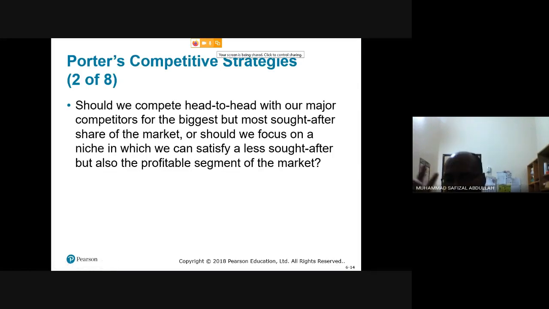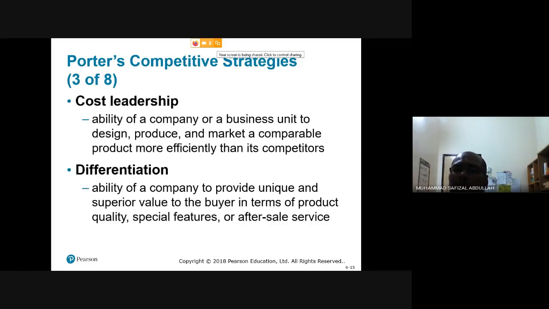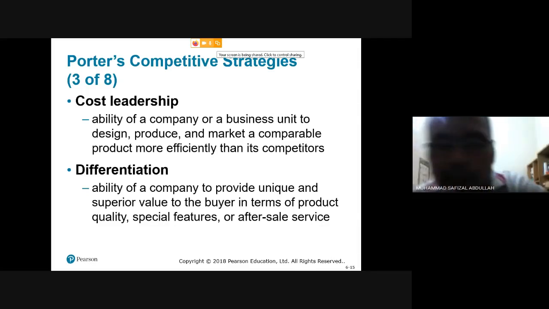Why? Because from these two questions, Porter proposed what we call the Porter generic competitive strategy. Because of these two questions, Porter proposed the competitive strategy. Class, please remember, we are talking about competitive strategy. So, class, in conclusion tu bukan nak habis. Maksudnya in conclusion tu maksud in conclusion dalam topik ni lah.